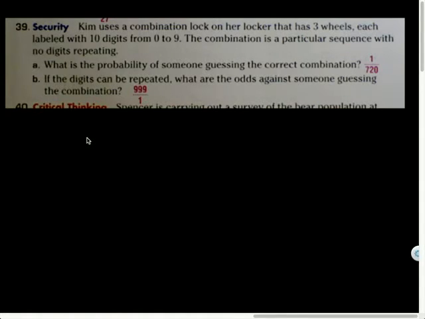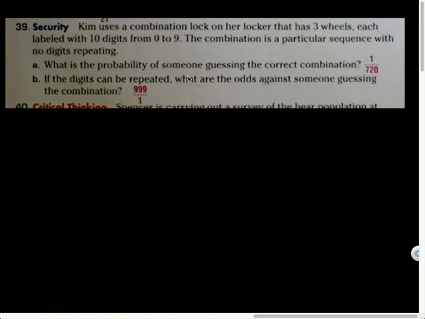Security. Problem 39. Kim uses a combo lock. Oh, don't let that word deceive you. Lock on her locker that has 3 wheels, each labeled with 10 digits from 0 to 9. The combination is a particular sequence with no digits repeating. What is the probability of someone guessing the right combination?